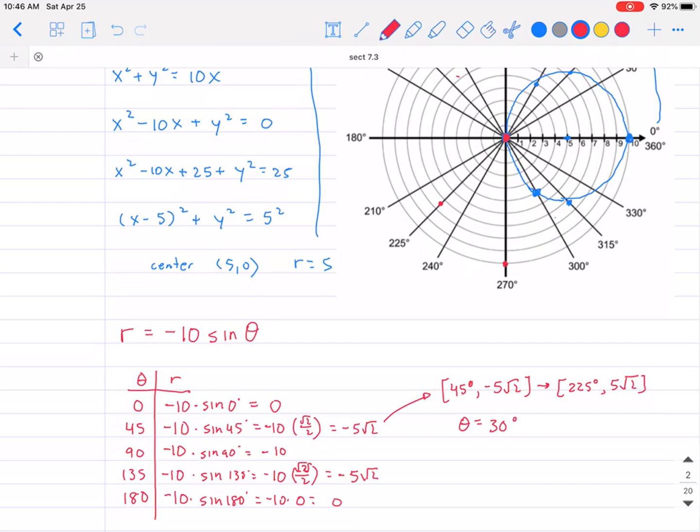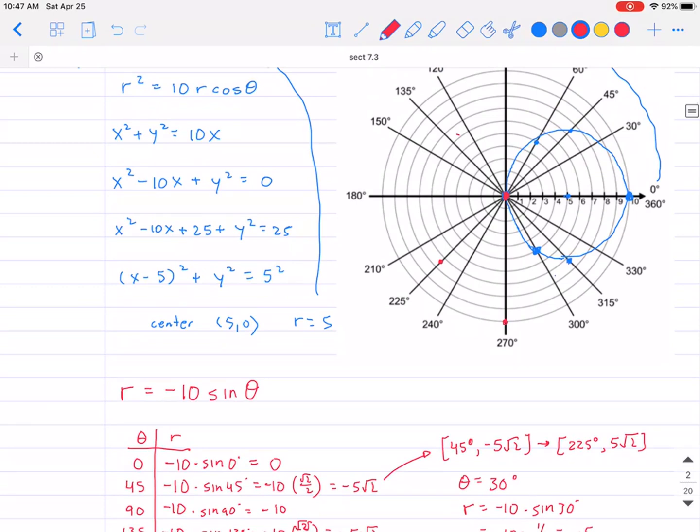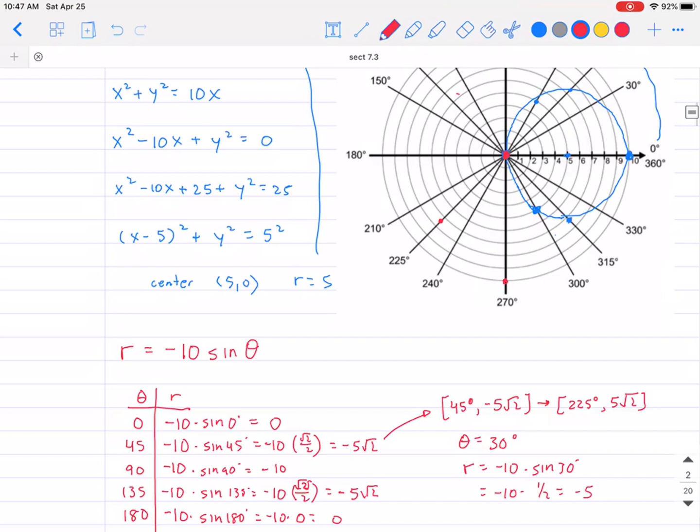Let's go ahead and use theta is equal to 30 degrees. The idea is use as many points as you need to, again, to figure out what the graph looks like, and then afterwards build off of that so that you don't have to do it every single time. When theta is equal to 30 degrees, r is equal to negative 10 times the sine of 30 degrees. And that's negative 10 multiplied by 1/2. So the answer is equal to negative 5.